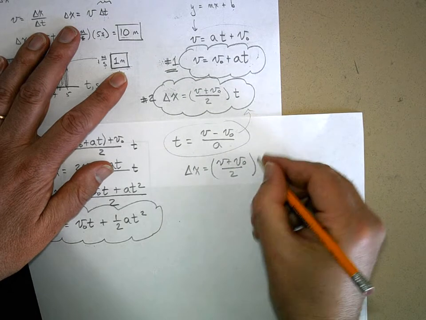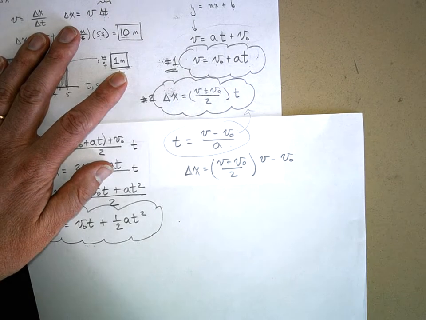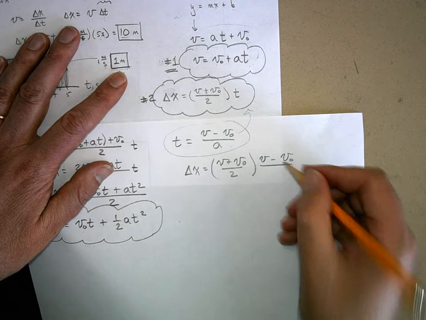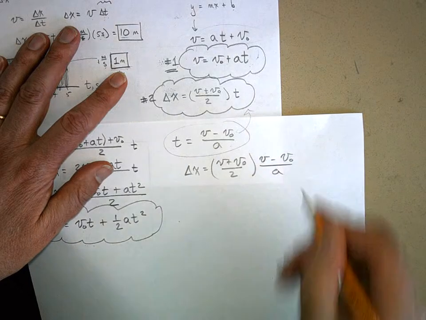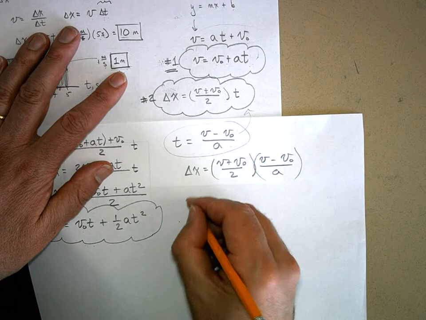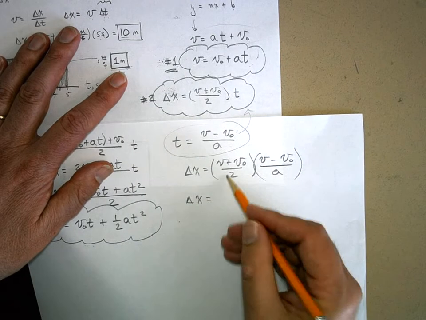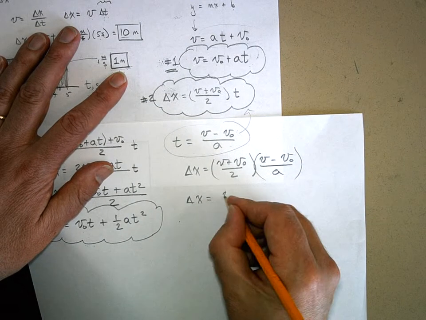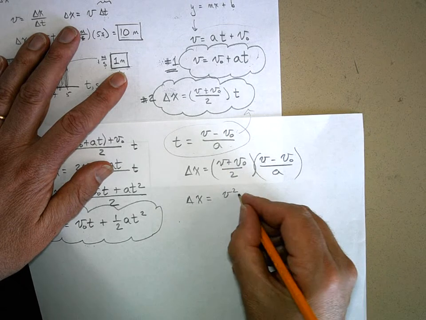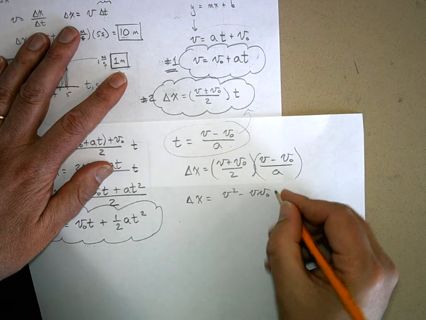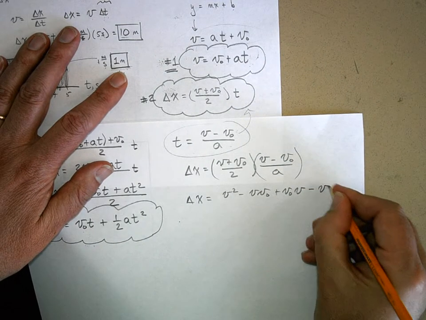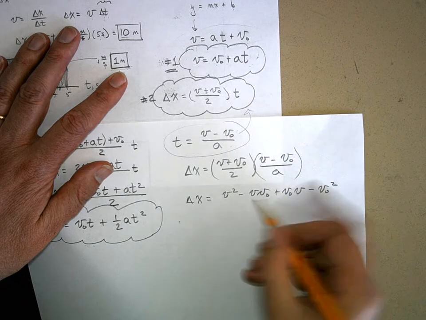for time. Now what this does is that this gives me an equation that doesn't have time in it. That's the goal here. Over a. Now I'm going to clean this up a little bit, and this takes a little more algebra. Delta x equals, well, let's use FOIL here. V times v is v squared. And then we have v minus v naught plus v naught v minus v naught squared over 2a.